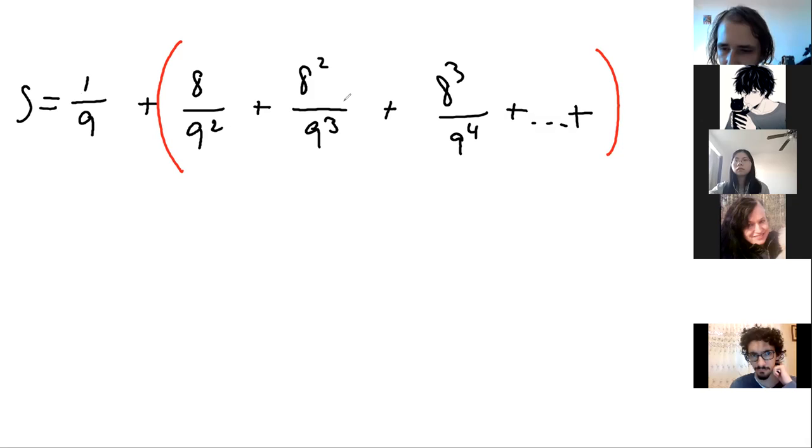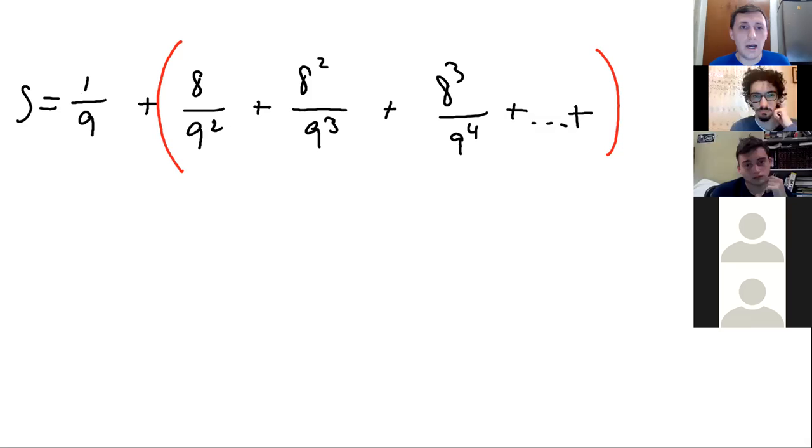8 over 9, precisely. I want to factor 8 over 9 because then it will start with 1 over 9, yes? You understand, guys, it's not a prescription, it's just that you realize what made this solution work.